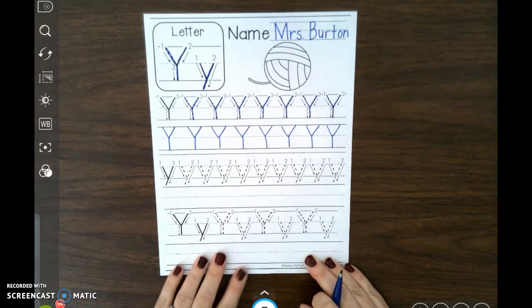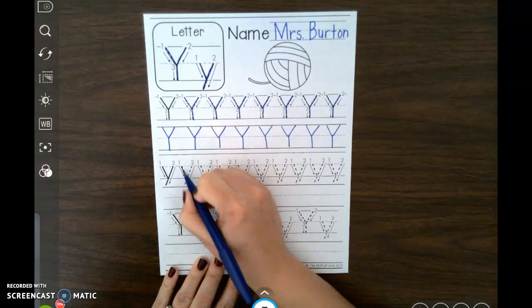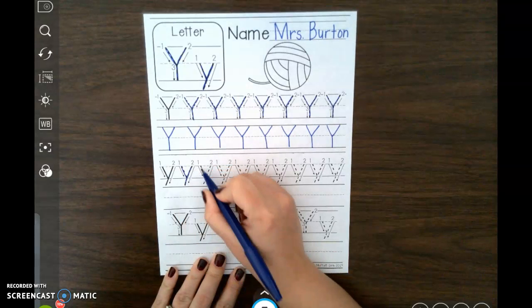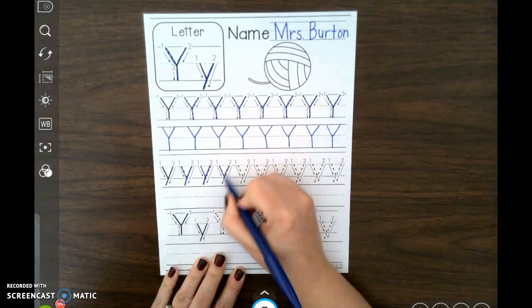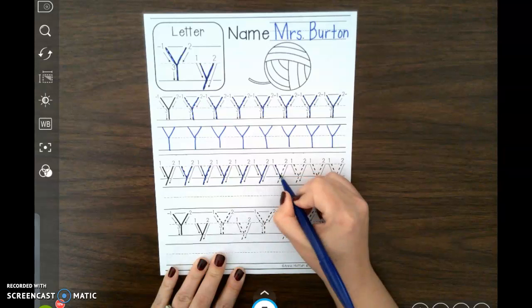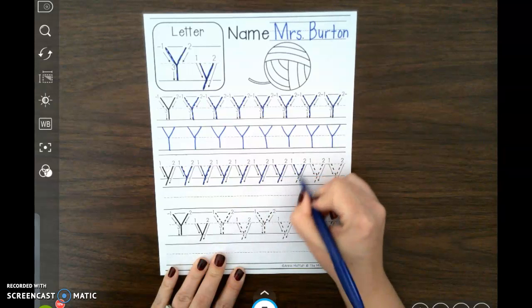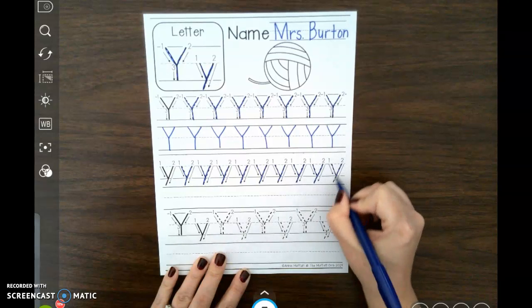Remember, that letter starts in the middle, and we're going to make it dangle. So we're going to slant down, down, and make it dangle. I'm going to trace that whole row of lowercase y's. Y says yeah. Slant down, down, and make it dangle.